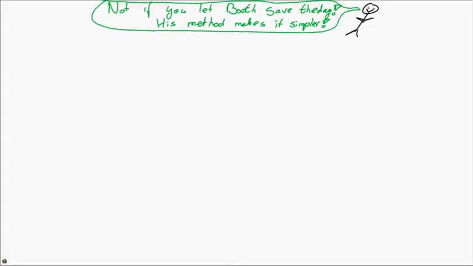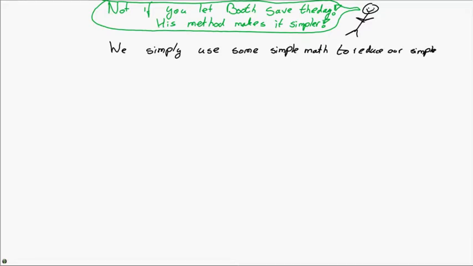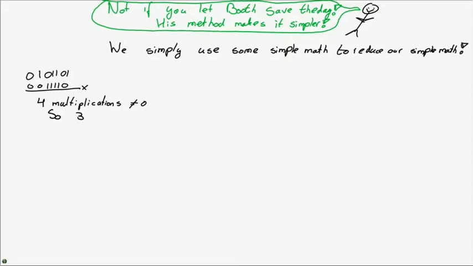We simply use some simple math to reduce our simple math. Let's say that we have 0, 1, 0, 1, 1, 0, and we want to multiply that by 0, 0, 1, 1, 1, 1, 0. It's 4 multiplications. But these 4 multiplications we then need to add together in 3 additions.